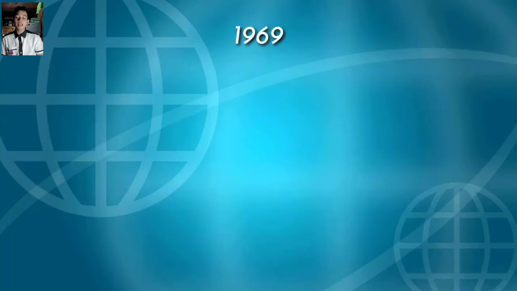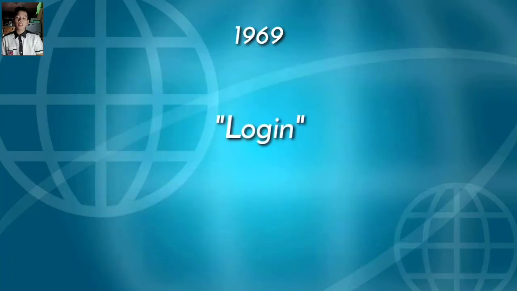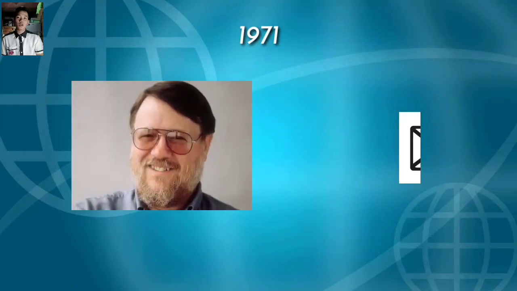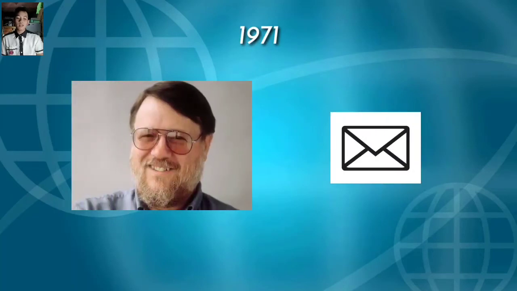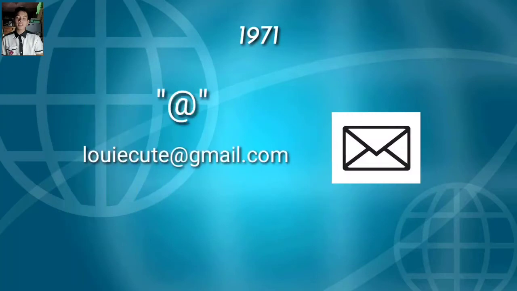And in 1969 was the first ever message sent from one computer to another over the ARPANET, and that message was the word login. In 1971, Ray Tomlinson developed the electronic mail, or email, that could send emails back and forth. The @ symbol is used to separate the user's name and the host name.